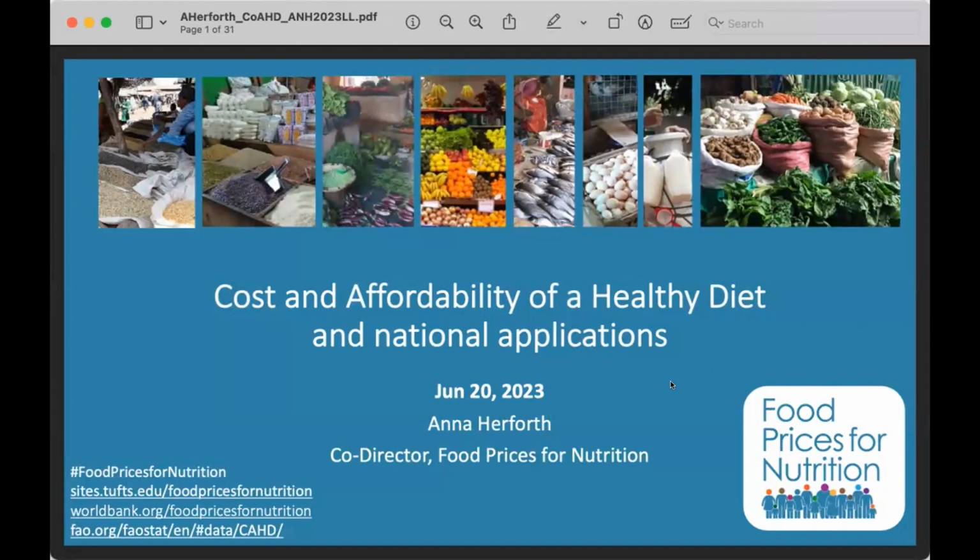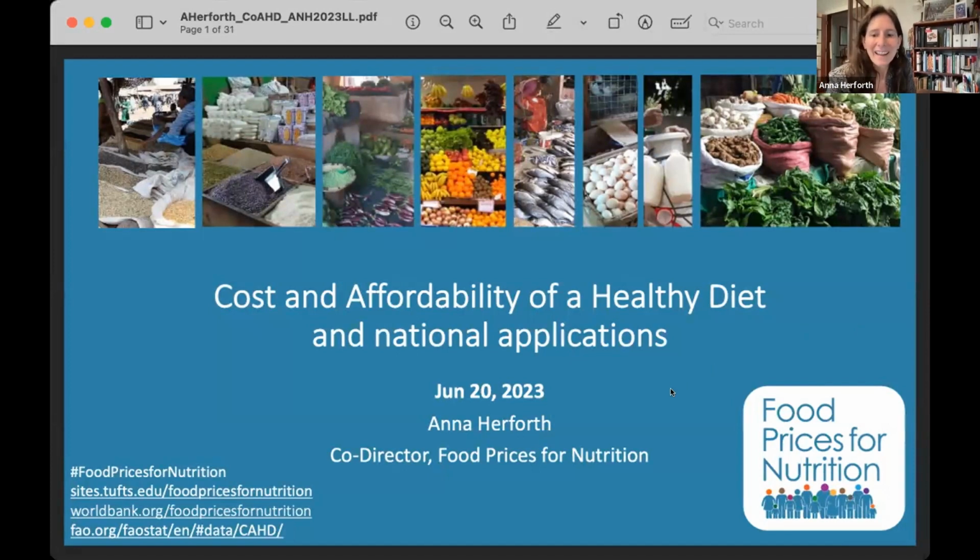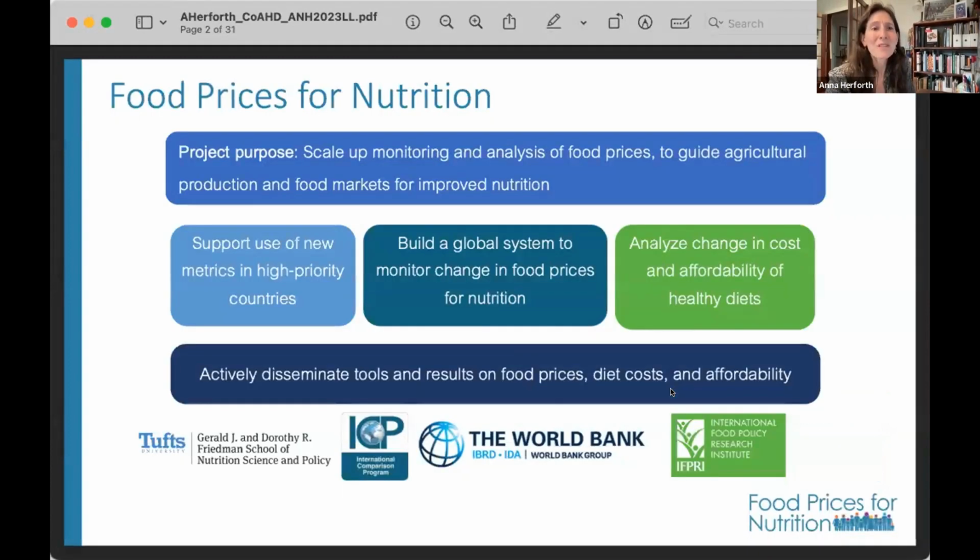Will Masters could not be here for this learning lab, but is the principal investigator of the Food Prices for Nutrition project. And so we work closely together. And overall, the purpose of this project is to be able to scale up monitoring and analysis of food price data that is collected in many places and readily exists, to use that data to guide agricultural production and food markets for improved nutrition.